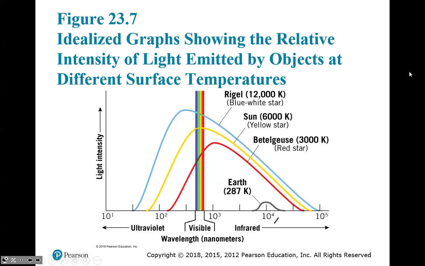The sun is around 6000 Kelvin. So its peak is right in the middle of the visible light spectrum, around 300 or 400 nanometers. And so it's a yellow star, and you get sort of whitish light from it. And then here, Rigel, which is at 12,000 Kelvin, peaks at around 100 nanometers in the ultraviolet.